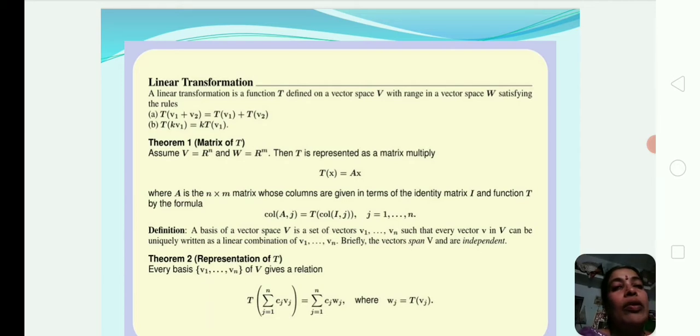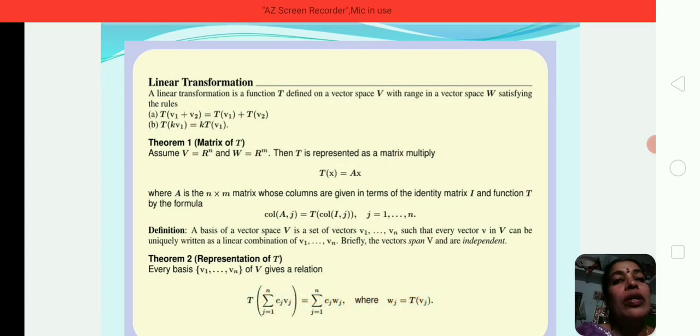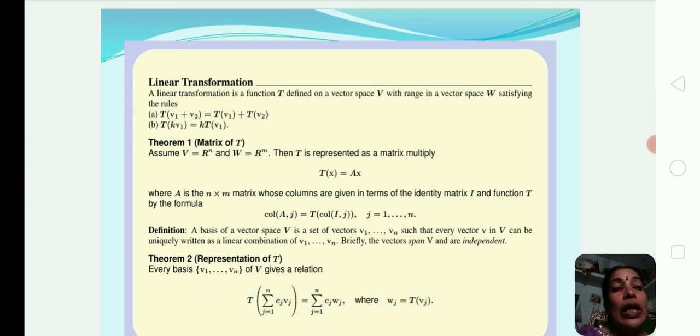Already you have learned the topic of linear transformations. The conditions are T(v1 + v2) = T(v1) + T(v2). A linear transformation is a function T defined on a vector space V to a vector space W satisfying the rules. First, T(v1 + v2) = T(v1) + T(v2). The other one is T(kv1) = kT(v1), where k is a scalar. Now see the theorem.